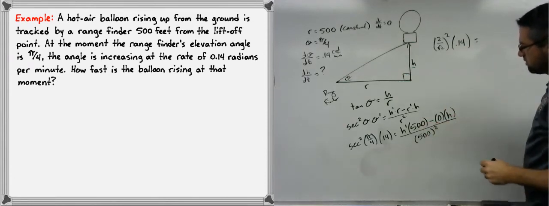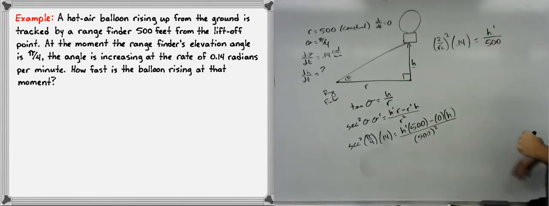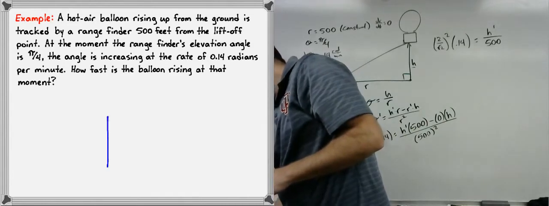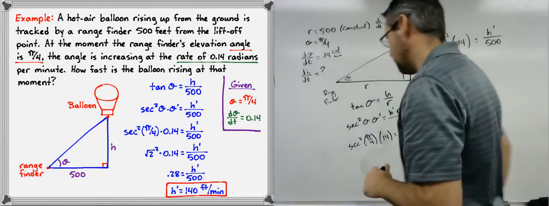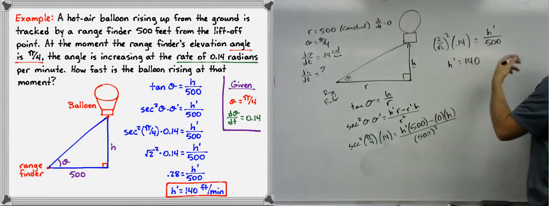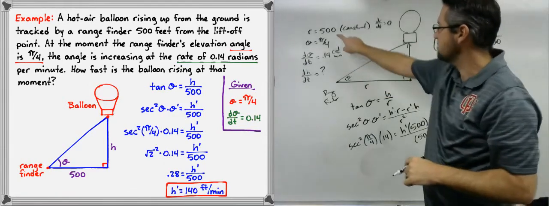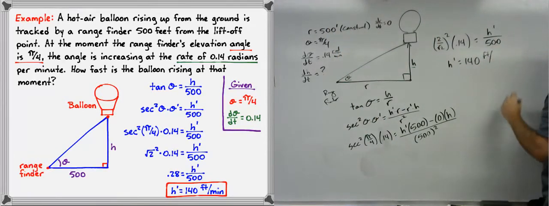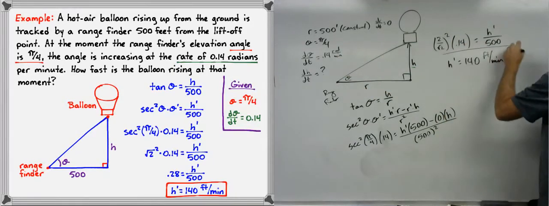One of the 500 is going to reduce, so we're going to be left with h prime over 500. And then simplifying this from here, I'm not going to spend all that time simplifying it. The answer is going to be 140 feet per minute. h prime equals 140. And because h is in respect to, or h is in feet because r was feet, right? This would be feet per, and then the time element was minutes. Feet per minute. 140 feet per minute.